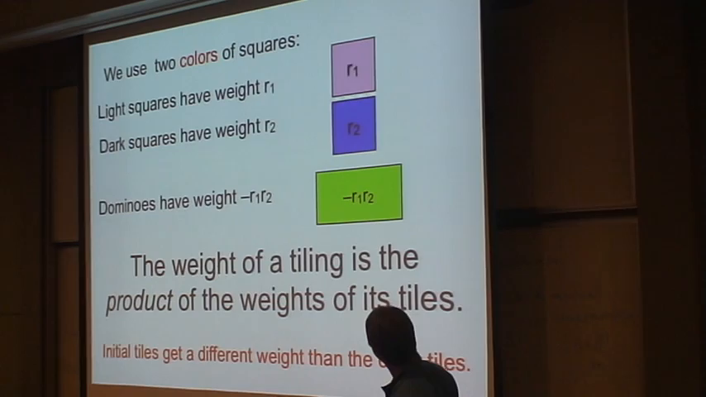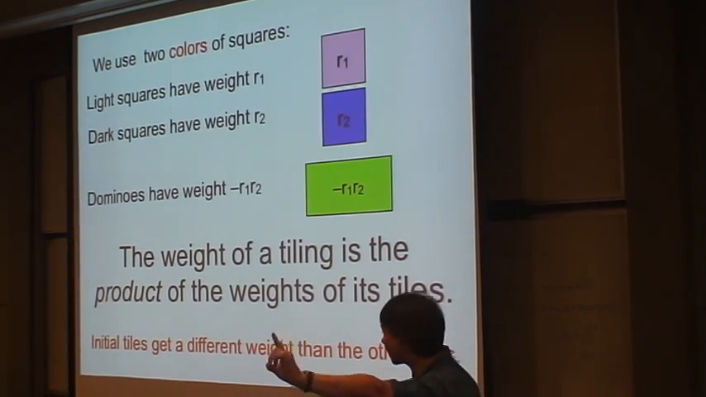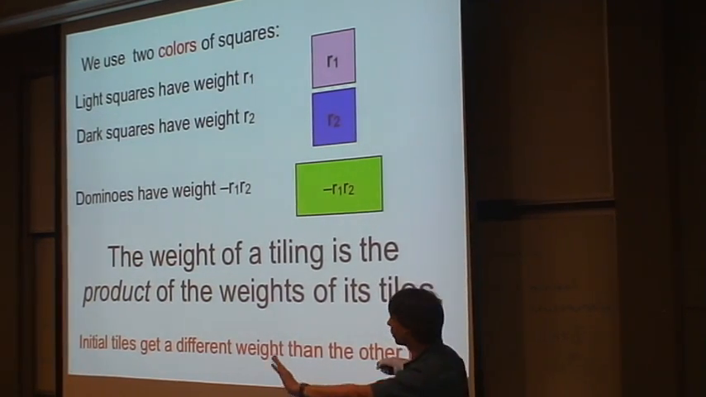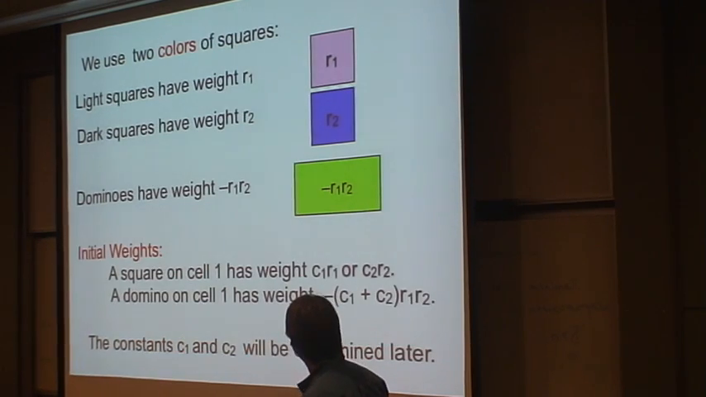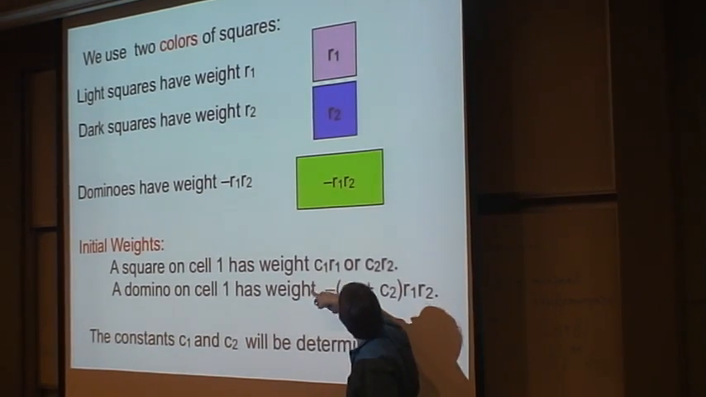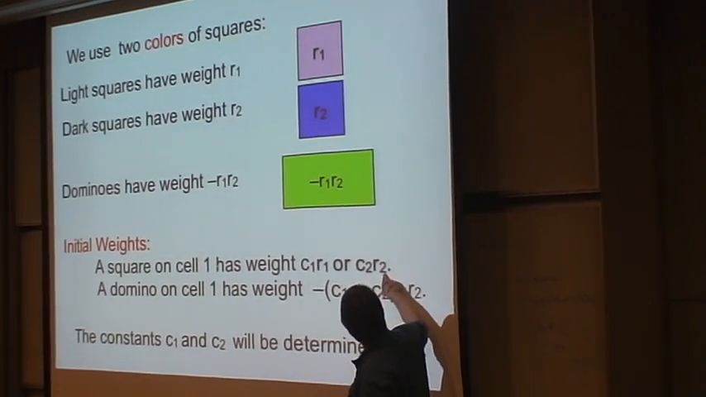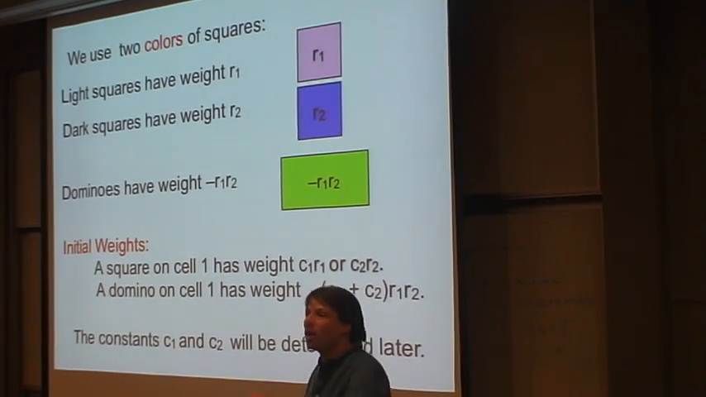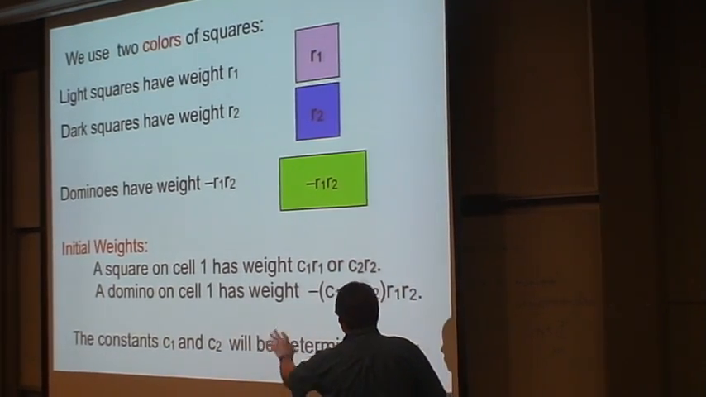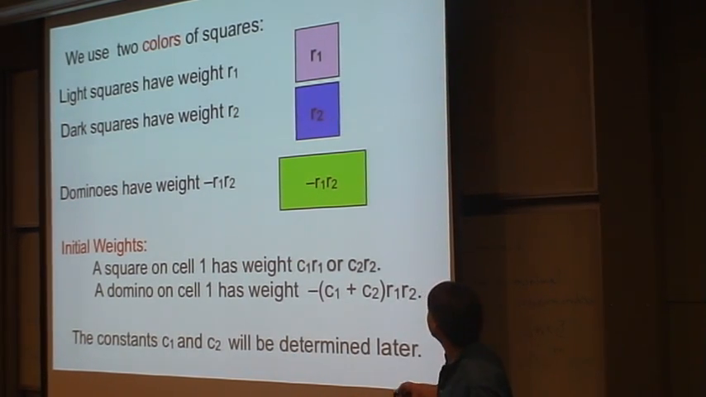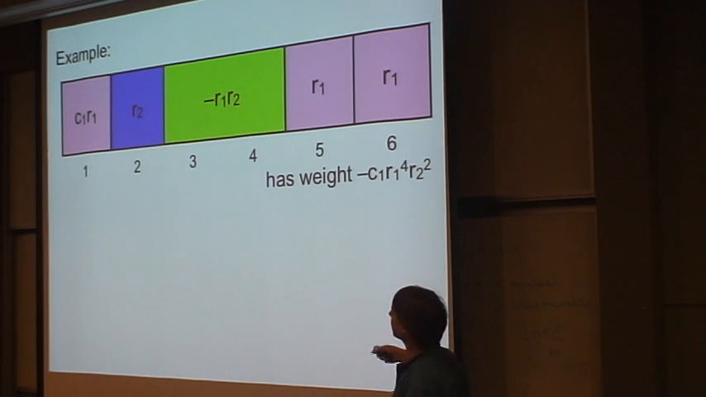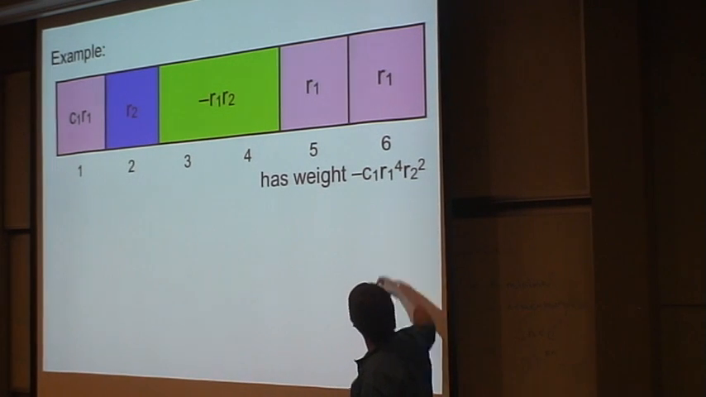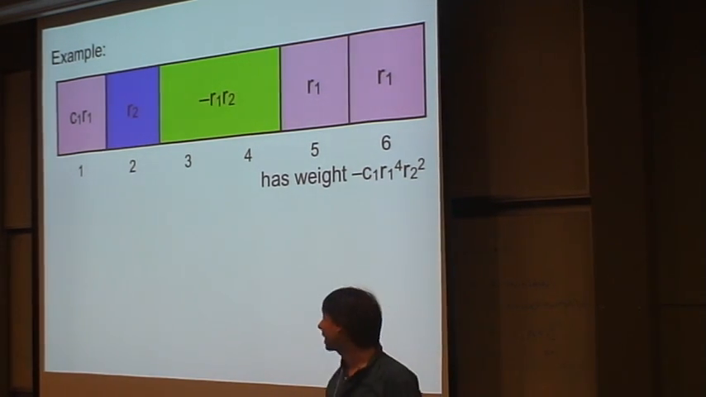Let's do an example. Okay? Before I do that, there's an exception. Initial tiles get a different weight than the other tiles. What are the weights? If the tile at the very beginning, a square on cell 1, will have weight C1 r1 if it's light, C2 r2 if it's dark, and a domino gets weight negative (C1 plus C2) r1 r2. We'll determine what those constants are later when we need them. Okay? So for example, here's a tiling: a light square, a dark square, a domino, light, light. You see what their weights are, multiply those weights together. That's the weight of that tiling.